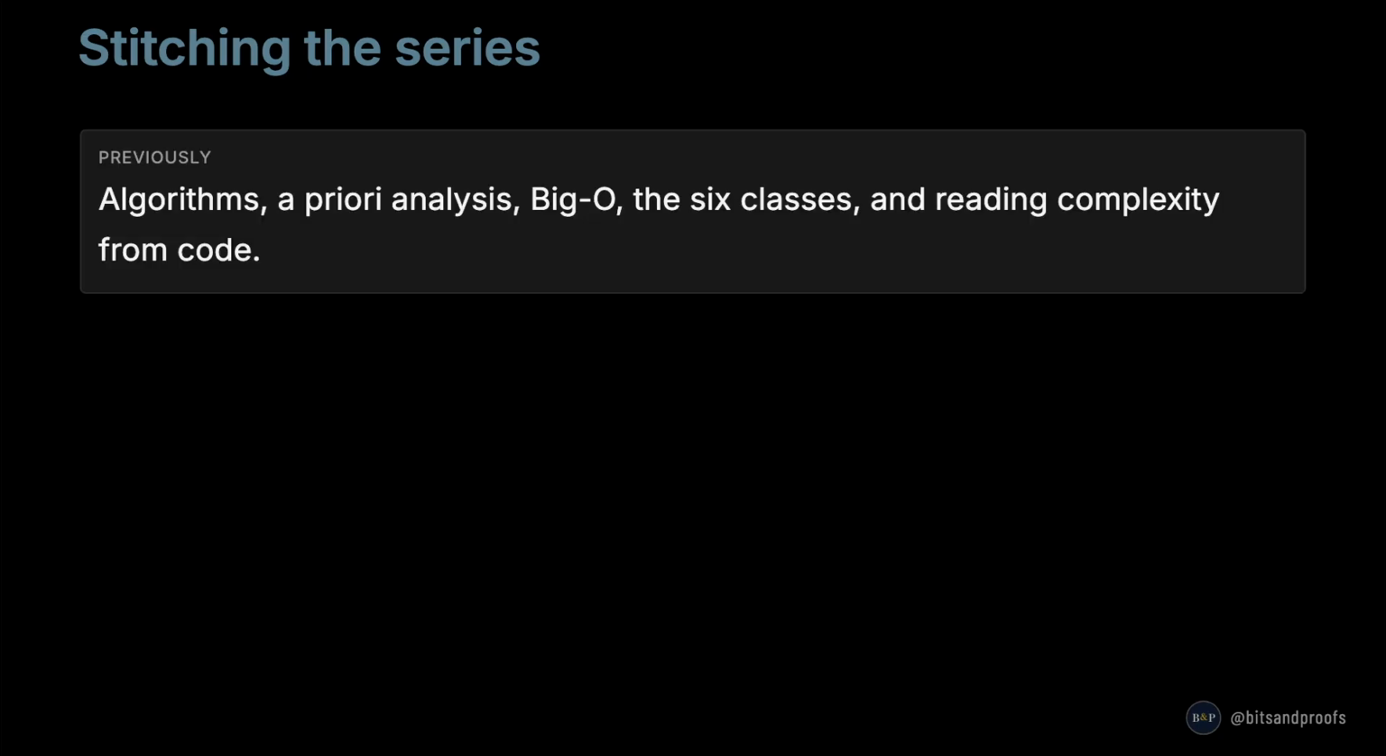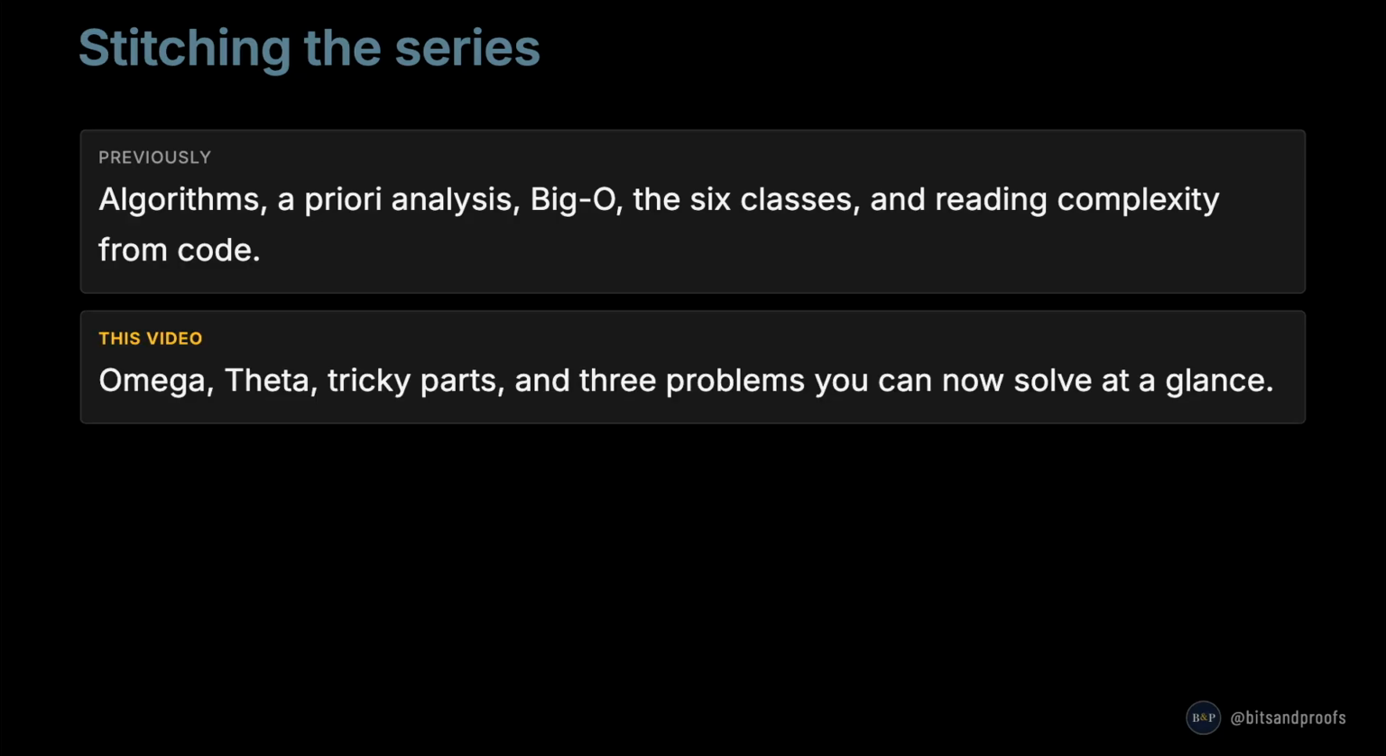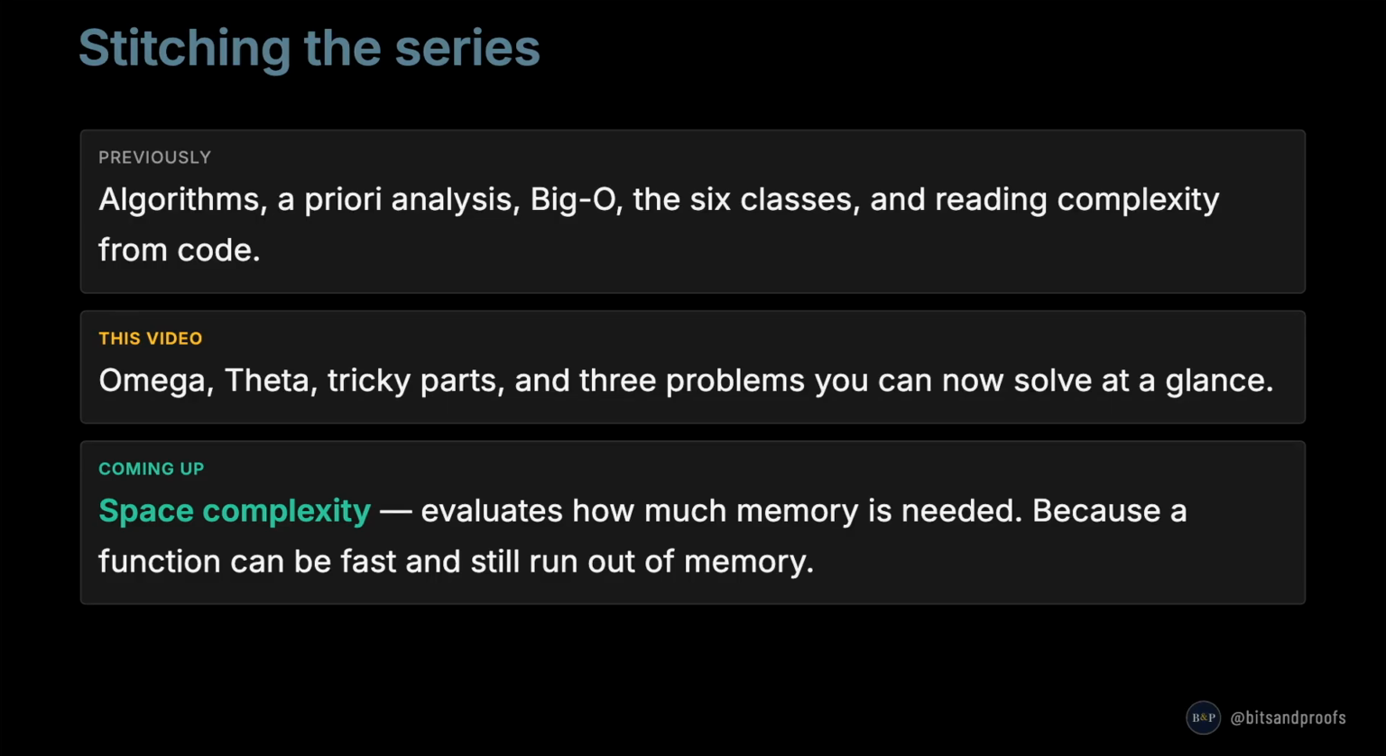Here's where we are in the series. We've come a long way. Previously: algorithms, a priori analysis, big O notation, the 6 big O classes, and reading complexity straight from code. The core toolkit for time complexity. This video: Omega, Theta, tricky parts, and 3 practice problems you can now solve at a glance. The complete picture for time complexity. Coming up, space complexity, the other dimension of complexity, because a function can be fast and still run out of memory, and most engineers think about space only when they need to. Worth your attention?